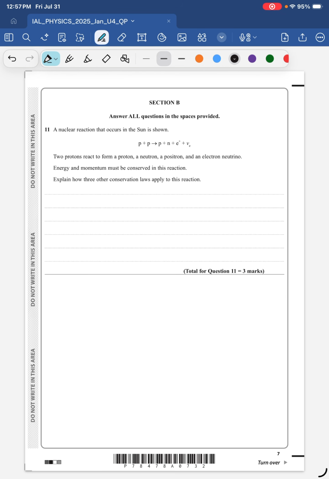Question 11, a nuclear reaction that occurs in the sun is shown. Two protons react to form a proton and neutron, a positron, and an electron neutrino. I was reading the reaction without reading what was stated there, so I stated the same thing twice. Anyway, energy and momentum must be conserved in this reaction. Explain how 3 other conservation laws apply to this reaction.